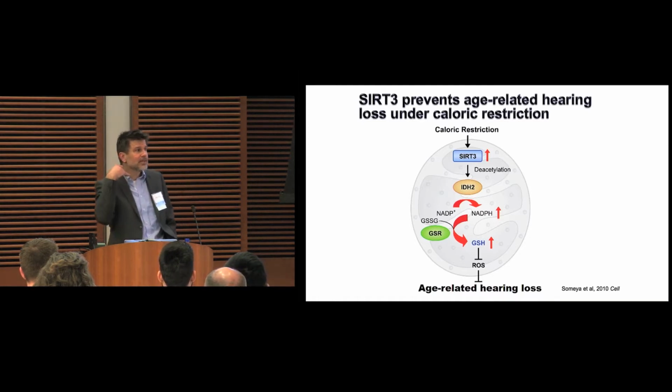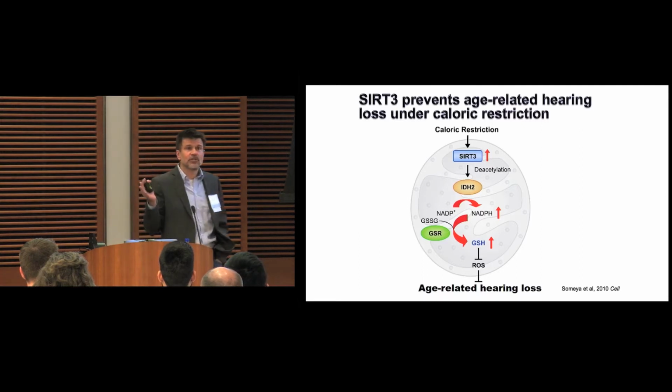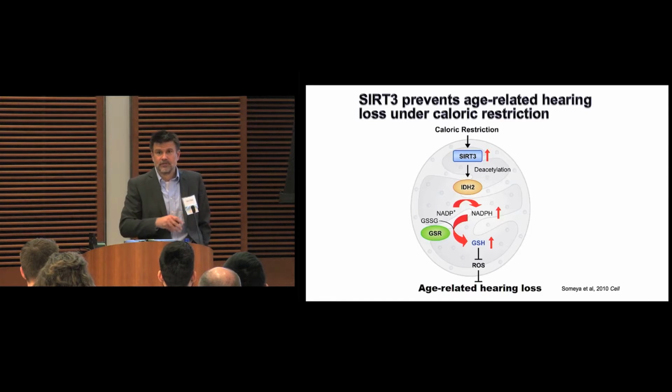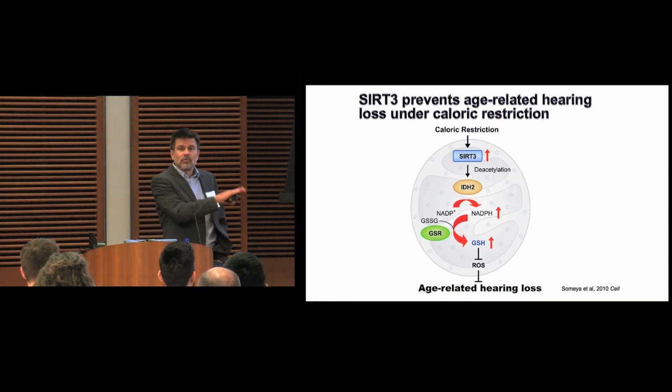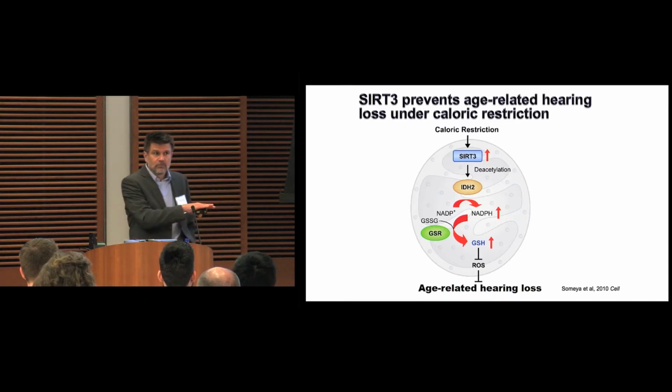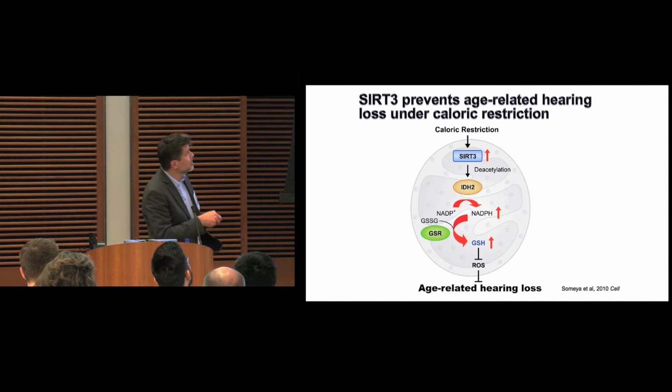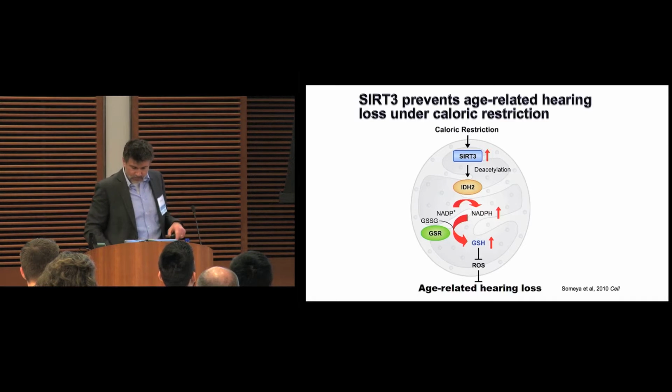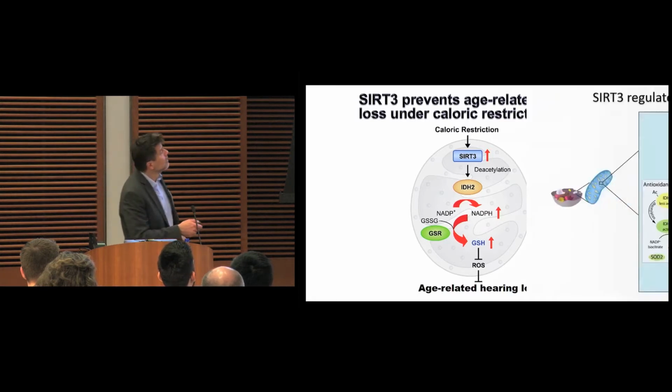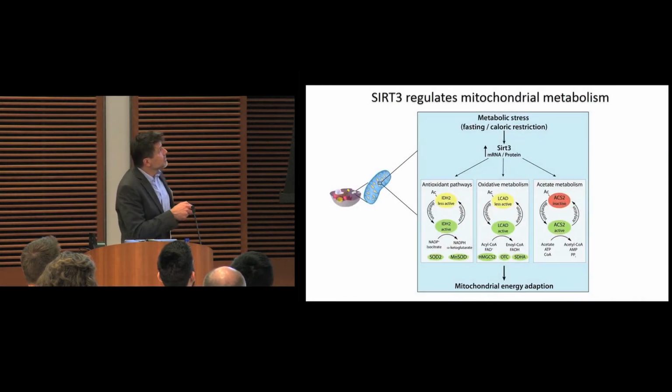So it turns out that Black 6 mice lose their hearing at about 12 months of age, but you can prevent that with caloric restriction. But you can't if they have no working copy of SIRT3, which is a mitochondrial protein shown here deacetylating this metabolic enzyme. I'll skip that and just go to the fact that SIRT3 is upregulated.